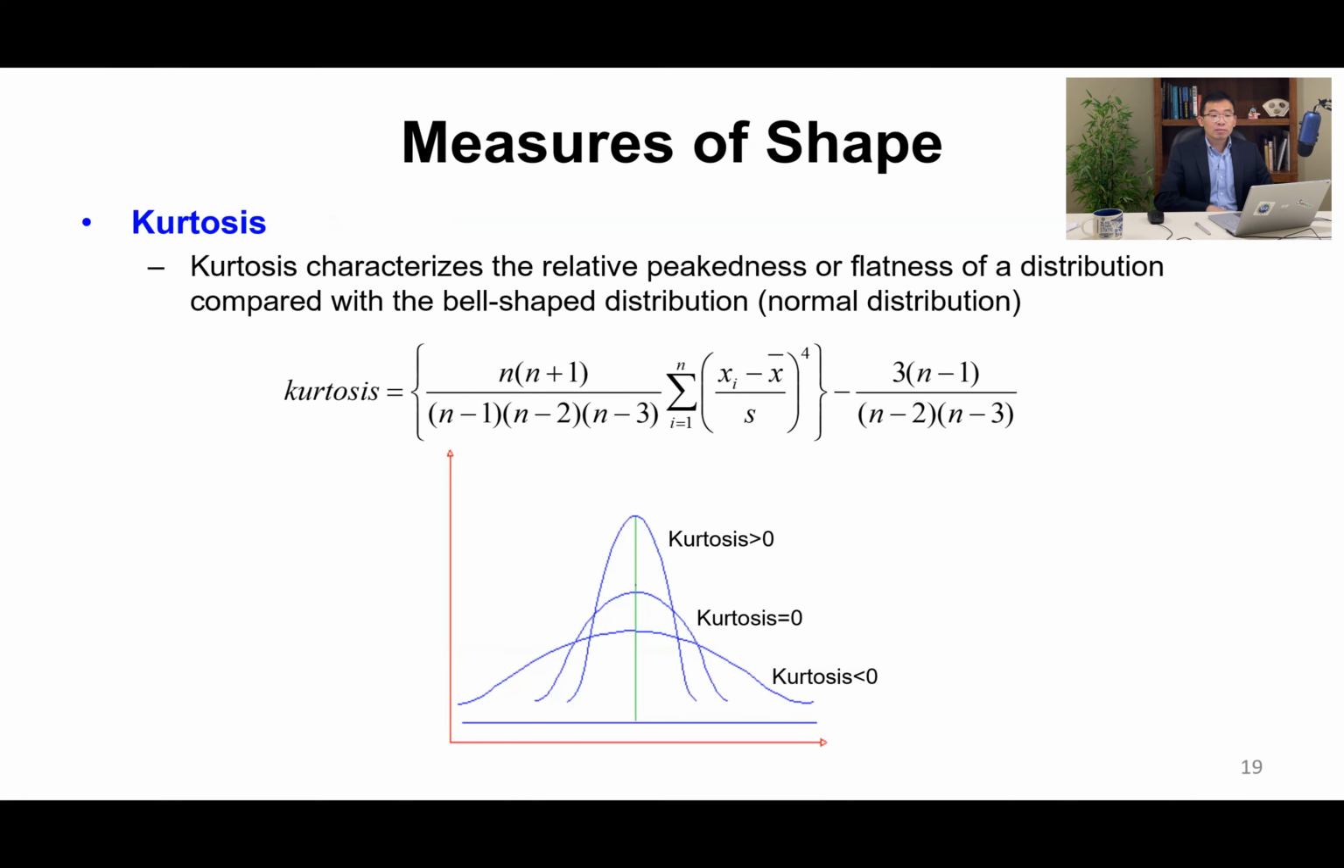The second measure of shape is kurtosis. Kurtosis characterizes the relative thickness or flatness of a distribution compared with the bell-shaped distribution, that is, a normal distribution. Kurtosis is computed using this equation. If kurtosis equals 0, the shape is approximately bell-shaped in the middle. If it is greater than 0, then you get a high peak. If kurtosis is less than 0, you get a flat-shaped distribution.